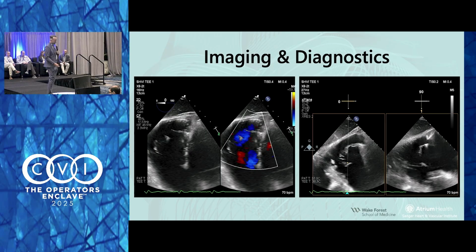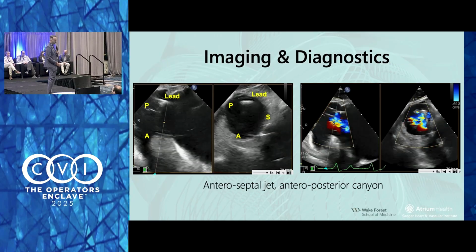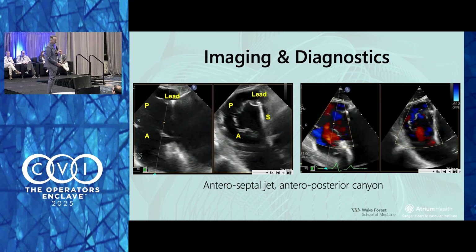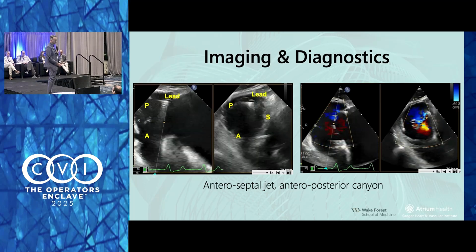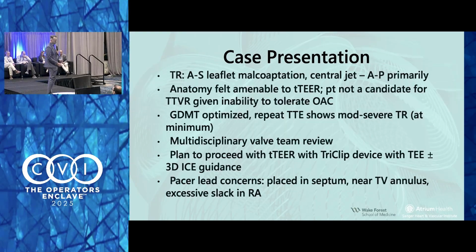So, yeah, very appropriate. So, just to label things: posterior leaflet, anterior, and septal with your lead up there at the top. There's a jet between the AS leaflets, and then also a pretty big canyon there in the interposterior area. So, we thought maybe amenable to TEER would be a little tricky, but probably could be done.